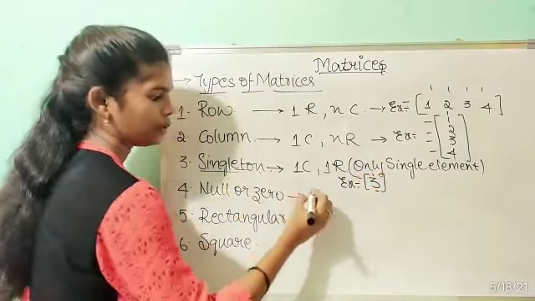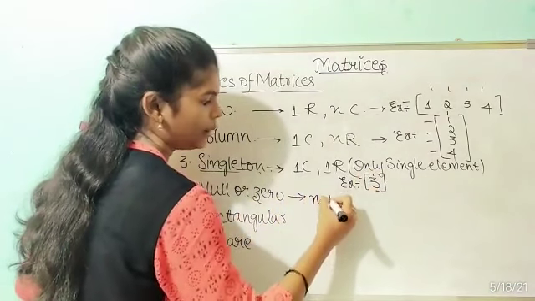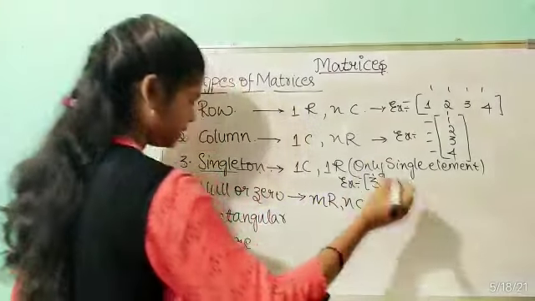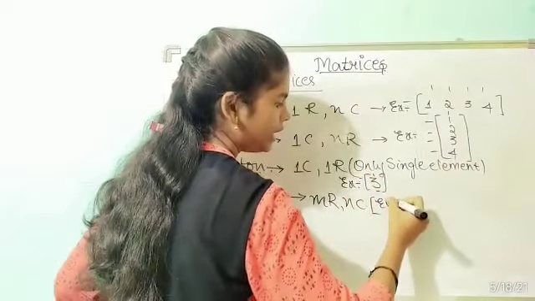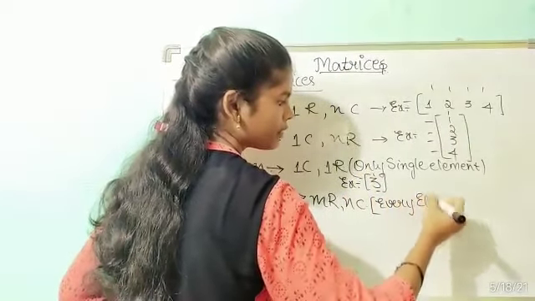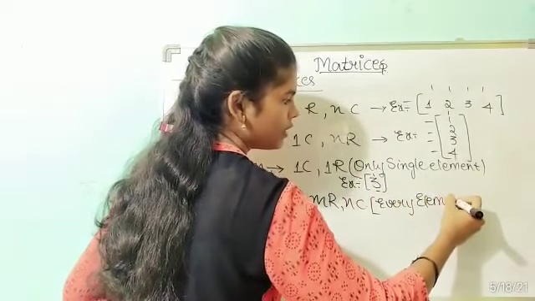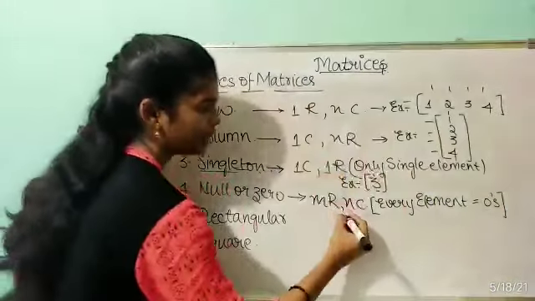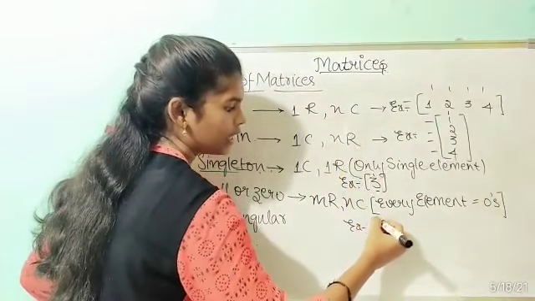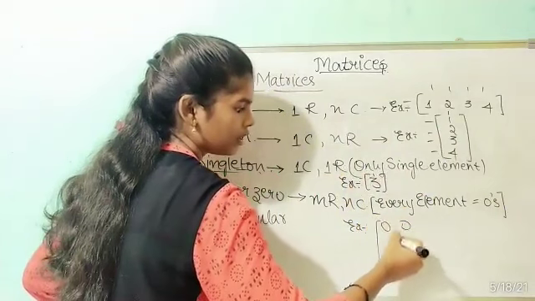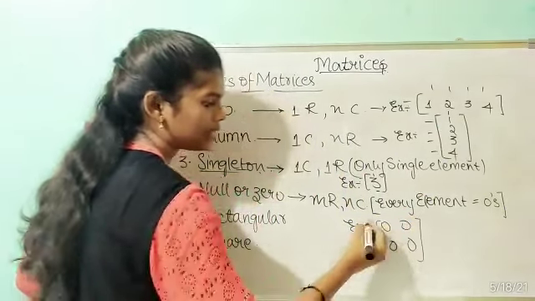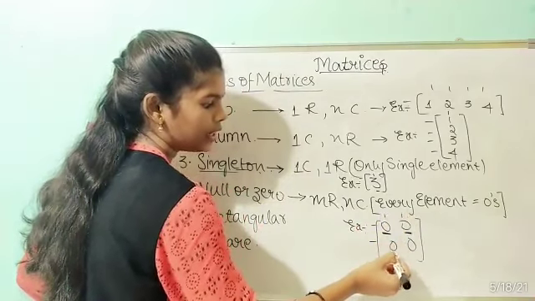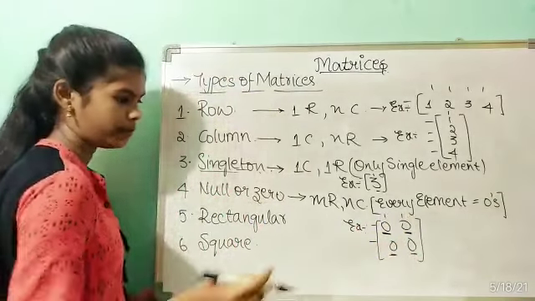Null or zero matrix. It can contain m rows and columns as well. But the thing is, every element must be zeros. If you take an example over here, it has n rows and n columns, but every element should be equal to 0.